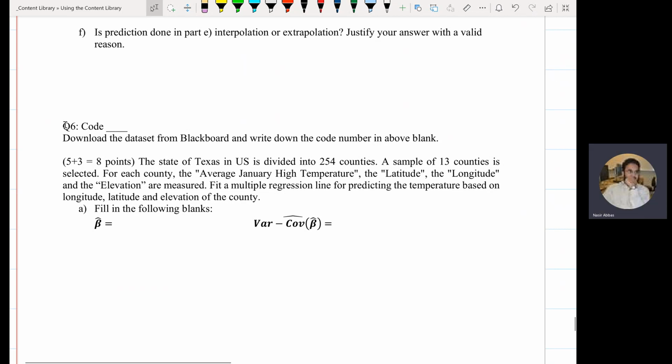Okay, this question is about multiple regression. This says to download another data from Blackboard. This one is for question number 6, another data with different code, of course. This one will have a sample of 13 countries. For those 13 countries, we have Y as the average January temperature. X1 is the latitude, X2 is the longitude, and X3 is the elevation of that place, that city, state. So you have the data on 13 states: X1, X2, X3, three predictors, and Y is the response variable.